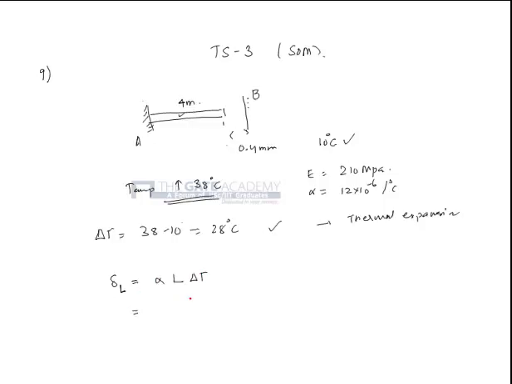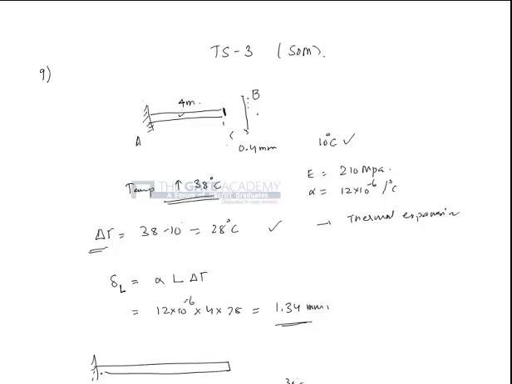So how much can it expand if B is not there, due to this temperature increase delta T? Alpha is 12 into 10 power minus 6, length is 4 meters, delta T is 28. Using a calculator, this comes out to be 1.34 mm. So if B is not there, it can expand up to 1.34 mm, but because of B it will be restricted. This is what it can expand at 38 degrees.